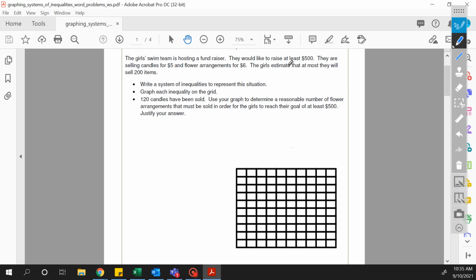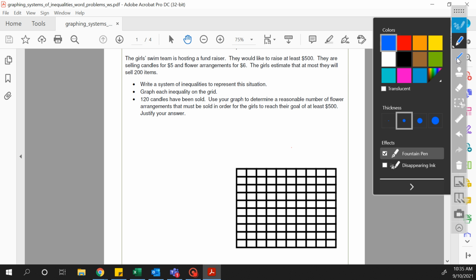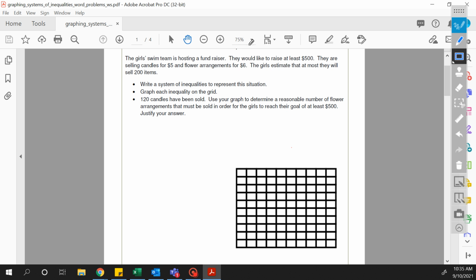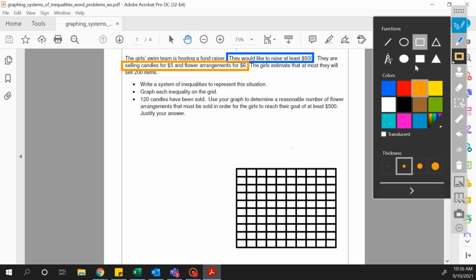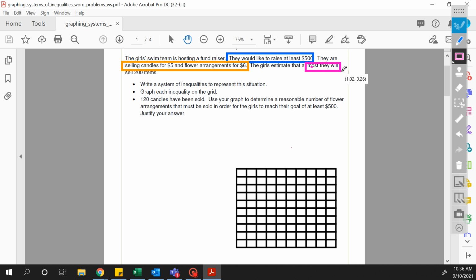Okay, so first we know the girls swim team is hosting a fundraiser. We know that they want to raise at least $500. That's the first piece of information we're given. The next piece of information is that they are selling candles for $5, flower arrangements for $6. So we're selling two different things. The girls estimate that at most they will sell 200 items. Okay, so let's see what kind of inequality we can set up here.